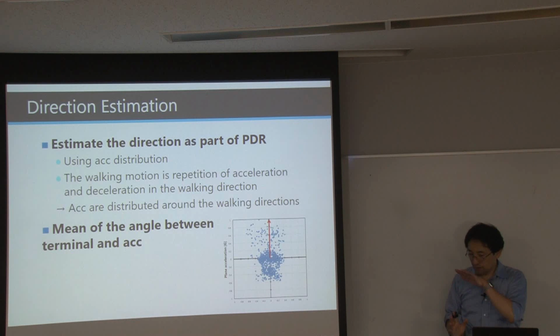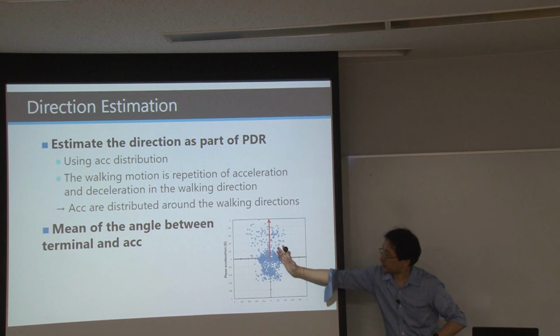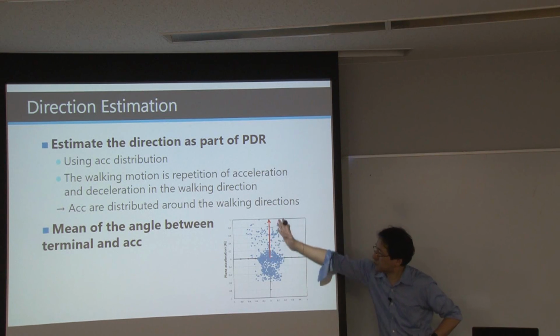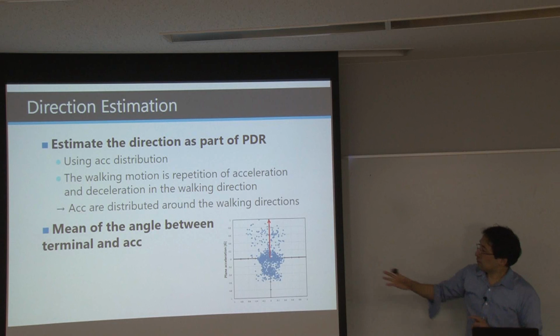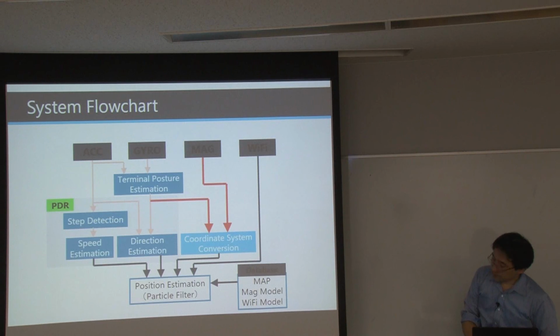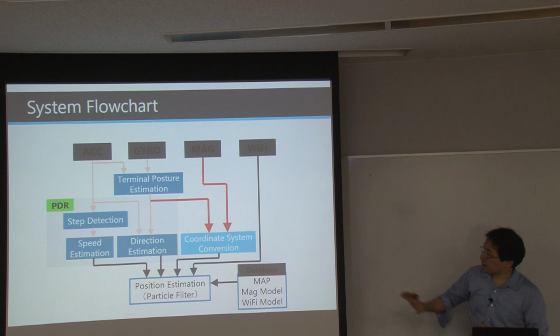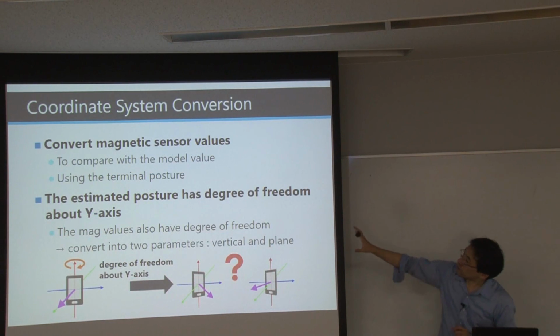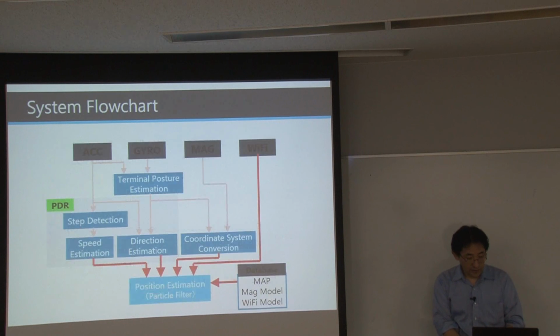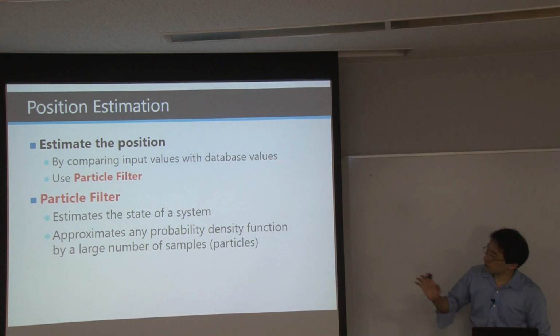By using the terminal posture and PDR, we integrate them into the direction estimation. From the vertical view, you can see the person walks like this, and the distribution of the direction is like this. So we estimate the walking direction this way. Then we use the posture to convert the coordinates and integrate with the maps. Initially we do the coordinate system conversion, and then use the particle filter to estimate location, like this.